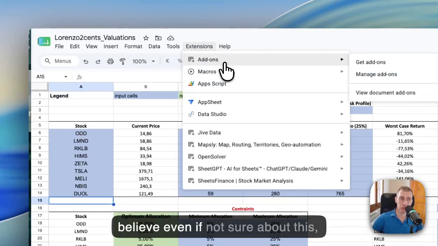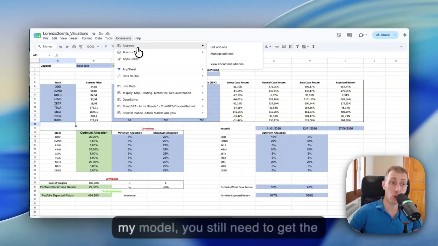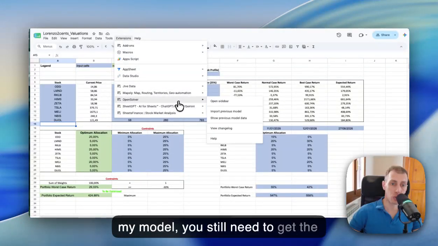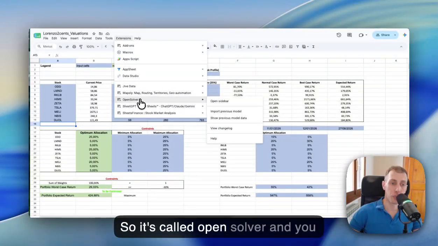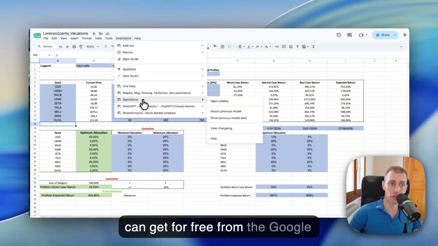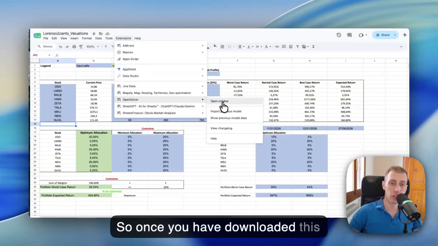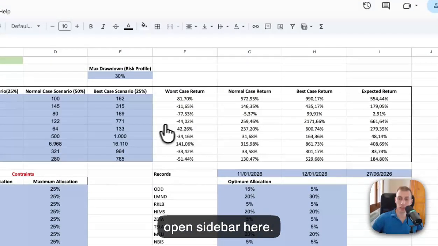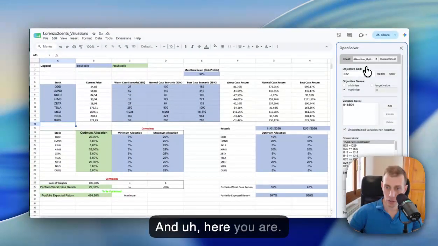Once this is done, then we use an add-on that you can get for free. I believe, even if, not sure about this, but I believe even if you download my model, you still need to get the extension. It's called Open Solver, and you can get it for free from the Google Marketplace. Once you have downloaded this, open the sidebar here, and here you are.